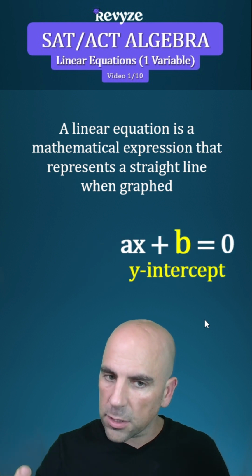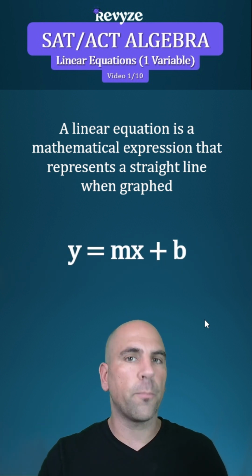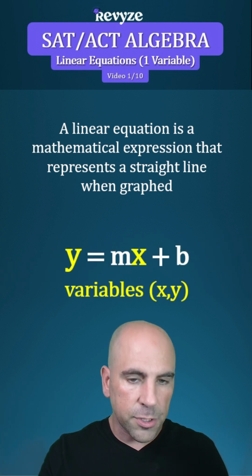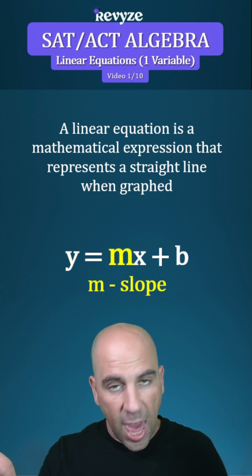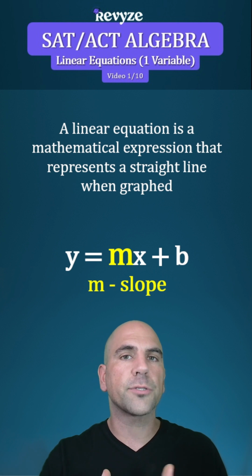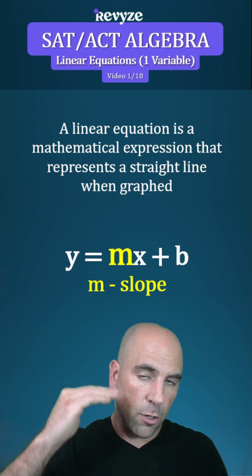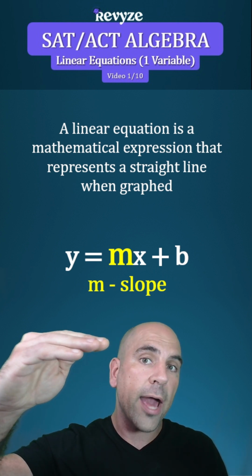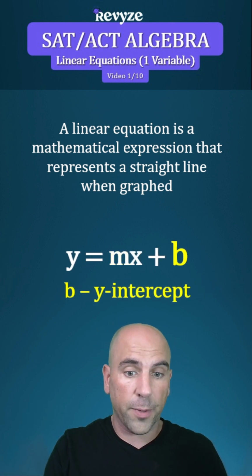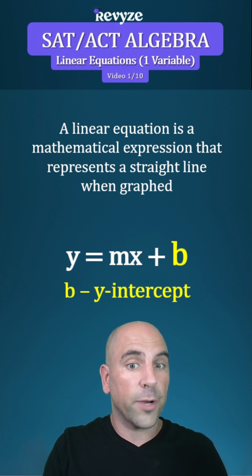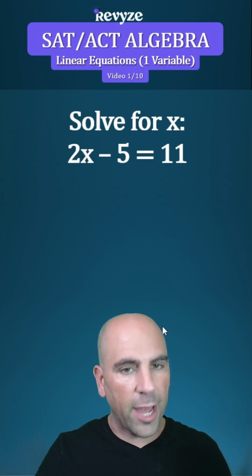Now, we also need to look at slope-intercept form, where you see here that your variables are clearly marked x and y. You have m that marks your slope, and don't forget slope is change in rise over change in run, change in y over change in x, and then of course your b, once again, is the y-intercept. So let's get into it. Let's try a problem together.